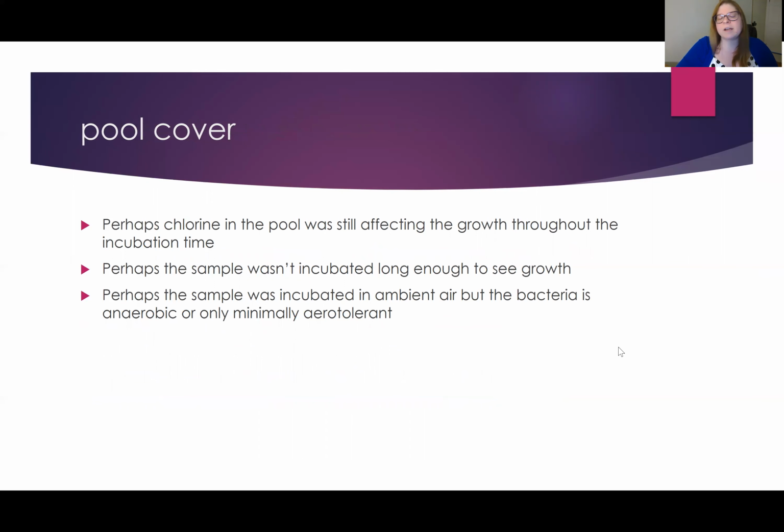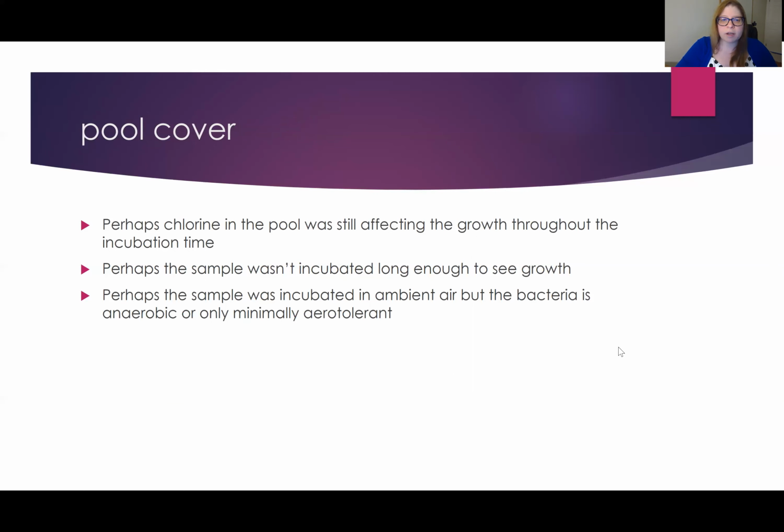Another surface that had zero colonies on it was the swimming pool cover. Some theories included perhaps the chlorine in the pool was still affecting the growth throughout the whole incubation time. So that would be similar to the cleanser still being wet on the counter. Another possibility was that perhaps the sample wasn't incubated long enough to see growth. Again, that could happen on any petri dish, not just the pool cover.